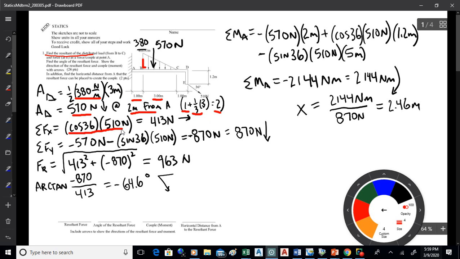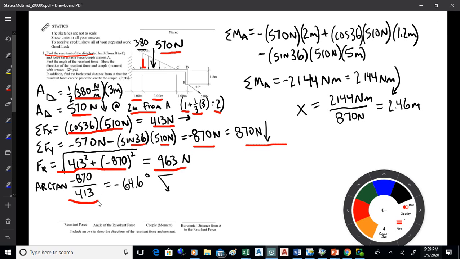Okay, now if we sum forces in the x direction, we'll get cosine 36 times 510 gets you 413 to the right. Summing in y, minus 570 minus sine 36 times 510 gets you negative 870. So that's 870 down. To get the total resultant force, take the square root of the sum of the squares. You get 963. The angle is found by doing the arctangent of negative 870 over 413, which gets you negative 64.6, down and to the right.